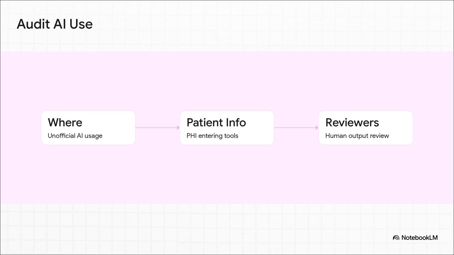Ask them, where is AI currently being used, even unofficially? You have to make it a safe space for them to admit it. Second, strictly ensure no patient information is ever entering public AI tools, period. And third, mandate an absolute rule. A qualified human must review all AI-generated output before it ever impacts a claim or a patient.